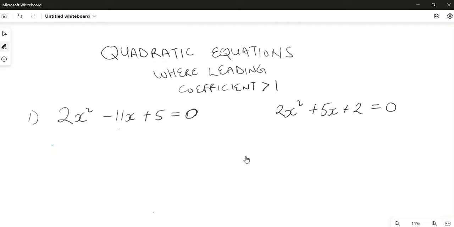Hello everybody, welcome to another lesson in mathematics. We're dealing with quadratic equations where our leading coefficient is greater than 1. We are still solving by factorization.